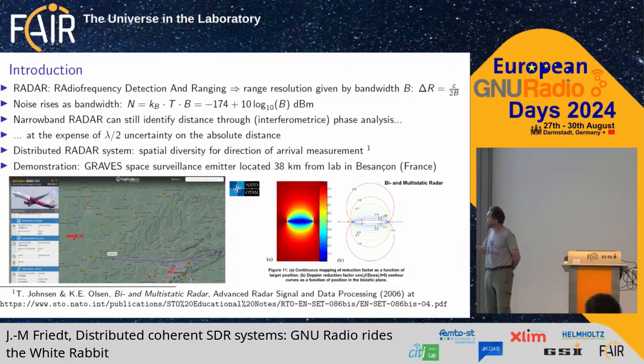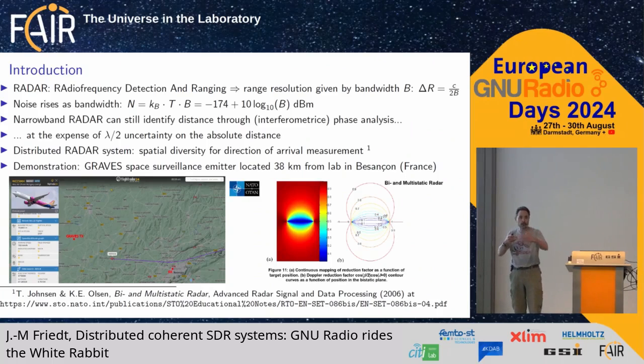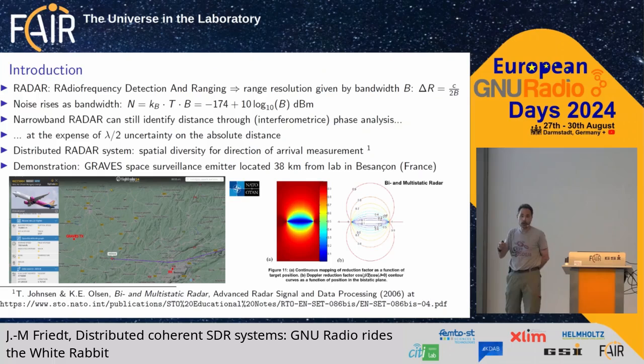So an alternative to this is to consider narrowband radar. If you have a narrowband radar, the problem is the bandwidth goes to 0, and that means that you might not have any range resolution. One application of this narrowband radar is interferometric measurement. You want to do just a phase measurement, so you don't care about the absolute position, but you just want to detect the displacement at the expense of half-wavelength uncertainty, because you have two-way time of flight.